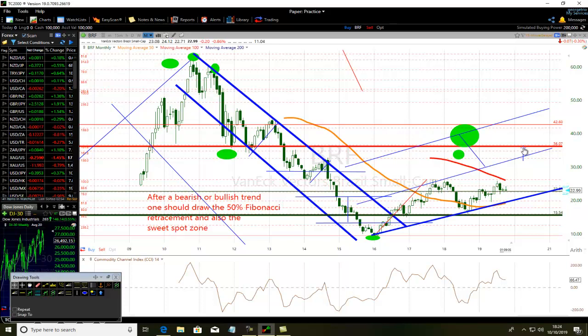All right, so this will conclude our discussion today about how to avoid the 50% Fibonacci sweet spot biggest trading mistake.